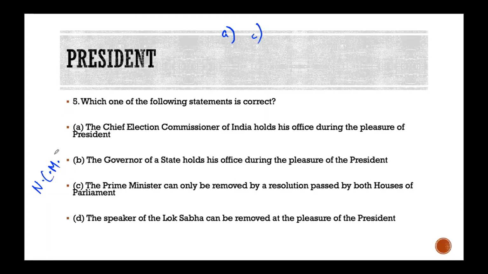So meaning what? The ministry, including your Prime Minister, stays in office only as long as they enjoy the confidence of the majority of the members of your Lok Sabha. The Prime Minister, regardless of where he is from, is responsible to the Lok Sabha. The Prime Minister and Council of Ministers are responsible to the House of the People.